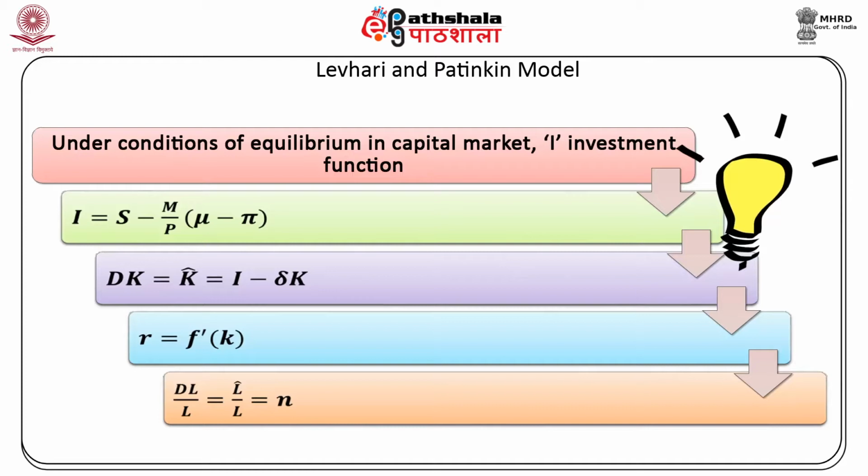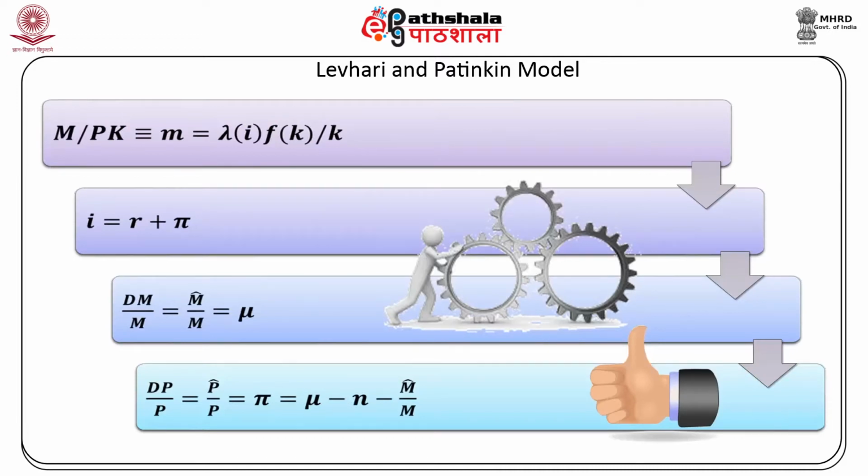dk = k hat = I minus delta k, or r = f'(k). dL upon L = L hat upon L = n. M upon P k = lambda (i) f'(k) upon k. i = r plus pi. dM upon M = M hat upon M = mu. dP upon P = P hat upon P = pi = mu minus n minus M hat upon M.